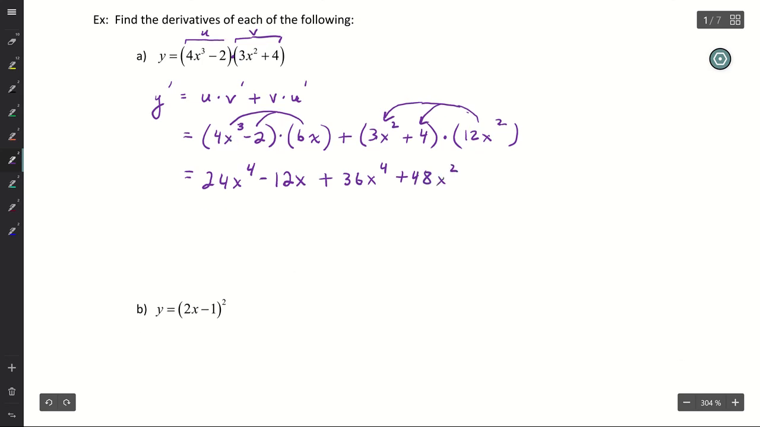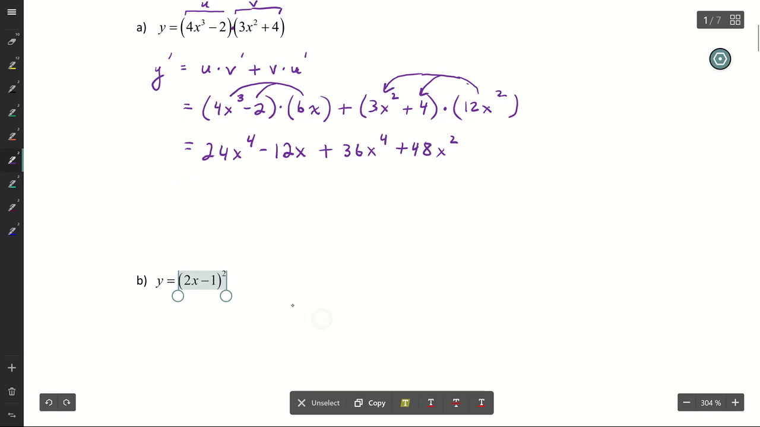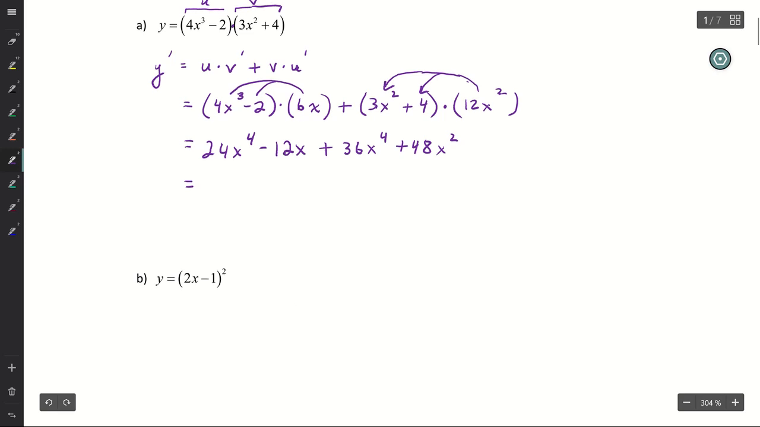All right, it looks like there's a couple of terms we can combine. I'm also going to put my terms in descending order. So we notice the highest power I have is x to the fourth. It looks like we have a 24 and a 36 that we're able to add together. So that would end up being 60x to the fourth. And then the next highest power would be my 48x squared. And then the last is the negative 12x.